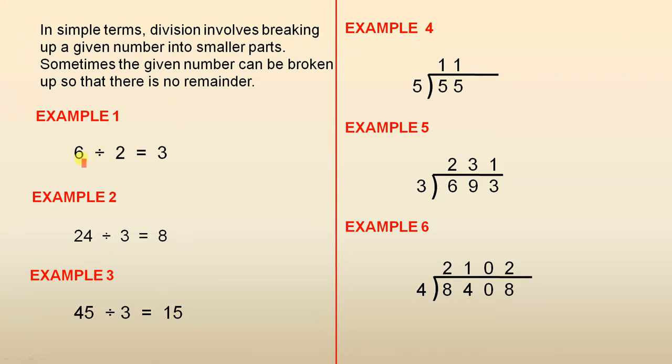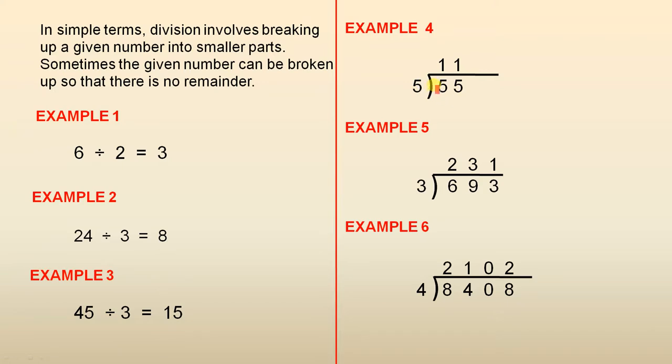Example 1. 6 divided by 2 equals 3. That is, we're dividing 6 into two parts, so each part equals 3. Example 2, 24 divided by 3 equals 8. We're dividing 24 into 3 parts, so each part is 8. Example 3, 45 divided by 3 equals 15. So that's one way of doing division, and here is another way.